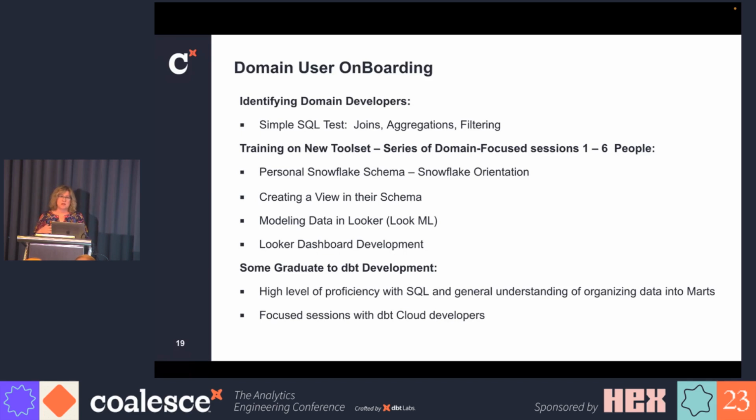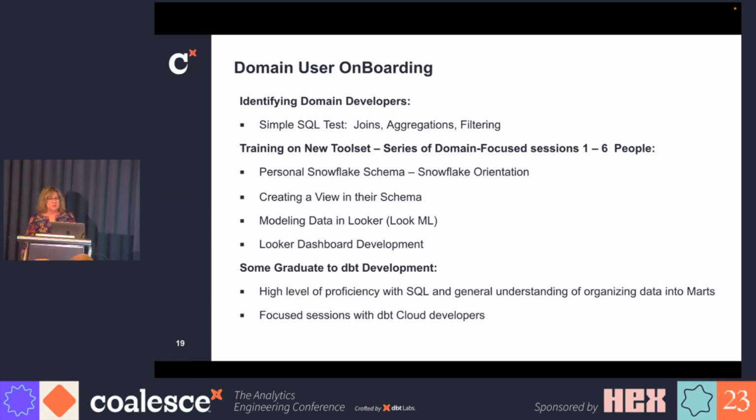The way we found it has been successful is working with a domain-focused group, usually 1 to 6 people at a time. The reason I think it works is because we're using a data set of their own. It's data that they're interested in. It's not some training data set. It's like, hey, we have a data set, and we're going to bring this all the way through to Looker or Tableau and start reporting on it.